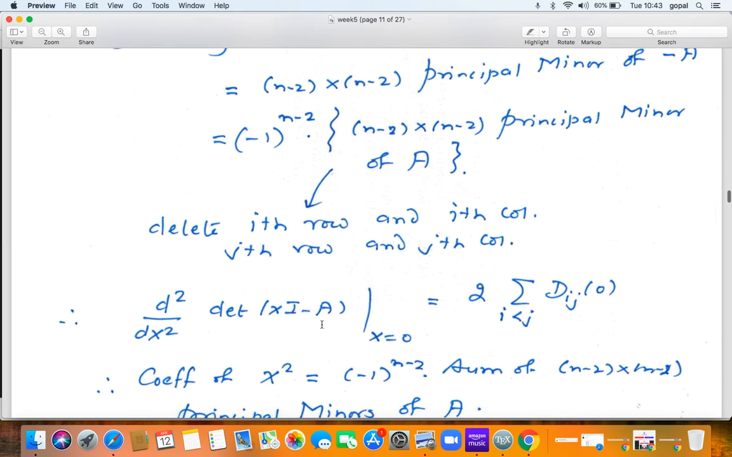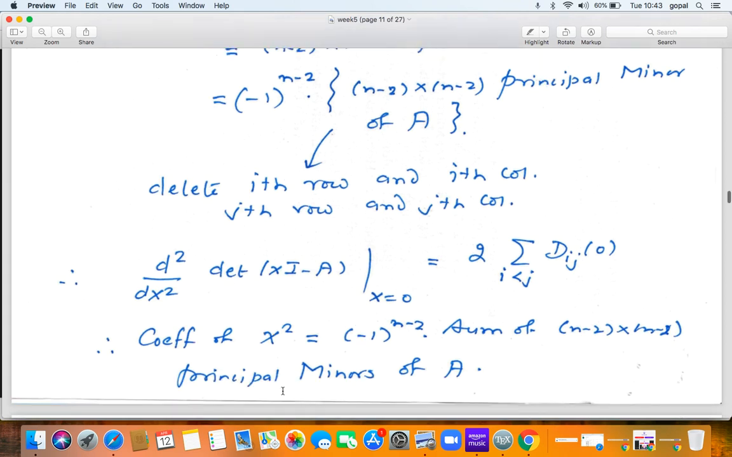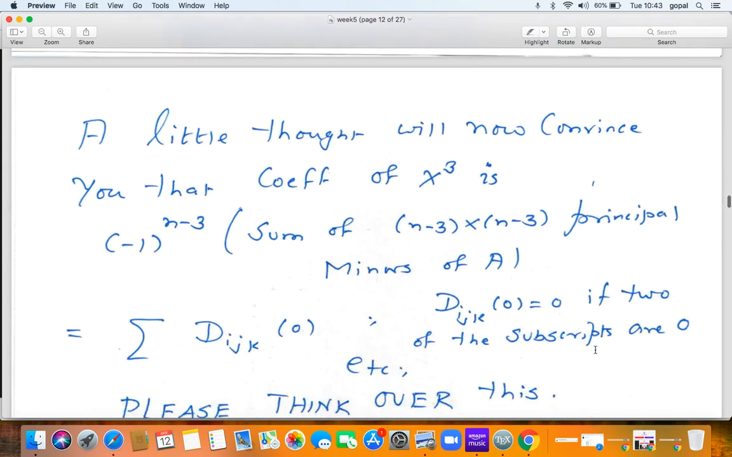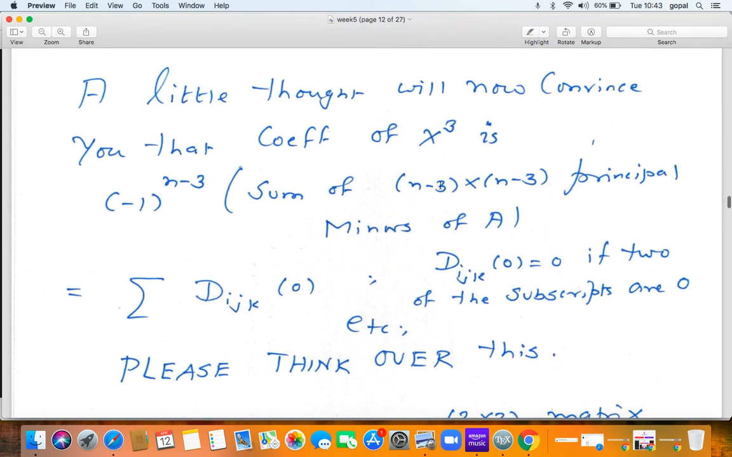So the second derivative is 2 times the summation of d_ij(0) over i less than j, because d_ij is the same as d_ji. When I divide by 2 factorial, the coefficient of x squared is minus 1 to the power n minus 2 times the sum of the n minus 2 by n minus 2 principal minors of A. A little thought will now convince you that the coefficient of x cube is minus 1 to the power n minus 3 times the sum of the n minus 3 by n minus 3 principal minors of A.